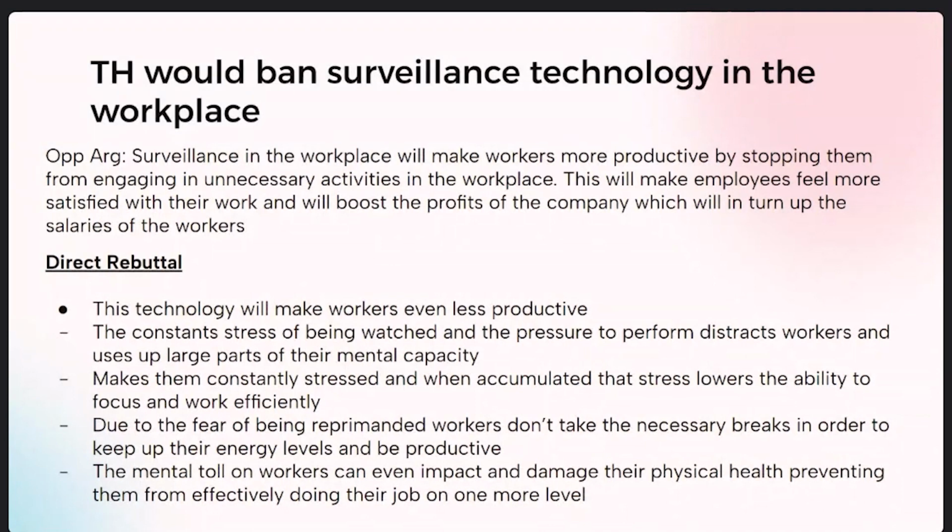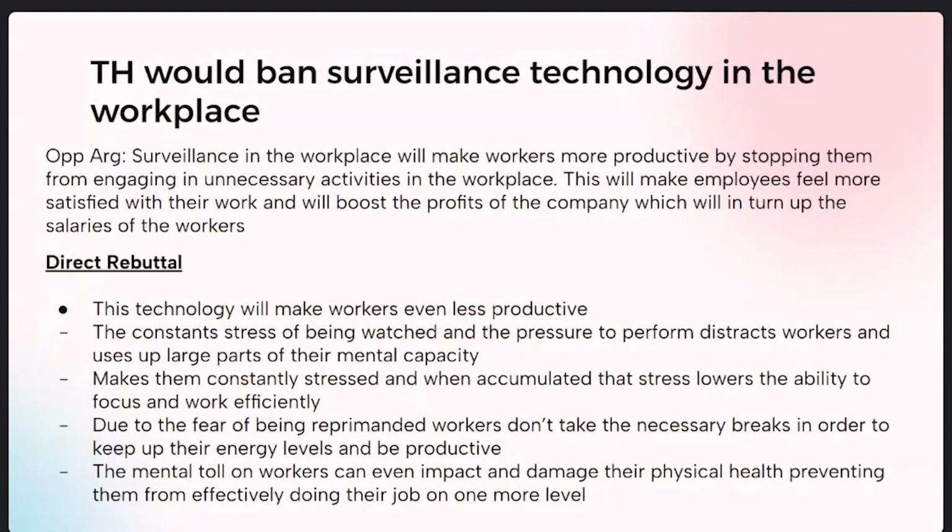Now, the direct rebuttal to that would be attacking the logical connection, attacking the sole claim that this will actually make workers more productive. And here I'm doing direct clash. I'm directly opposing the statement by saying that this technology will make workers even less productive. But I can't cut it there. I can't just say, well, that's not true, they're going to be less productive. That's not effective rebuttal, and the judge won't consider that an effective rebuttal.